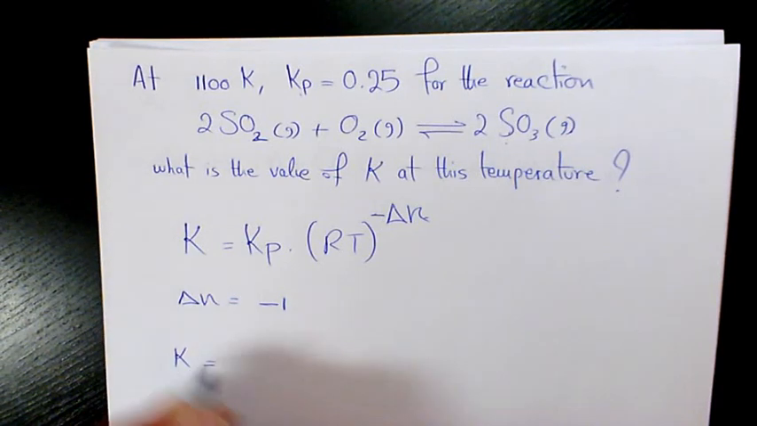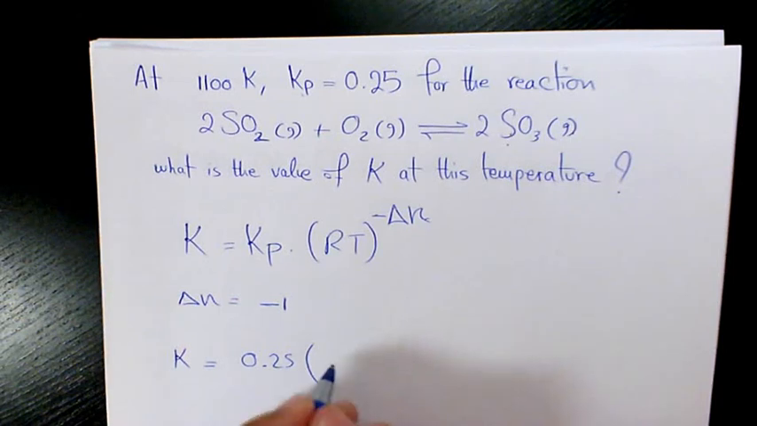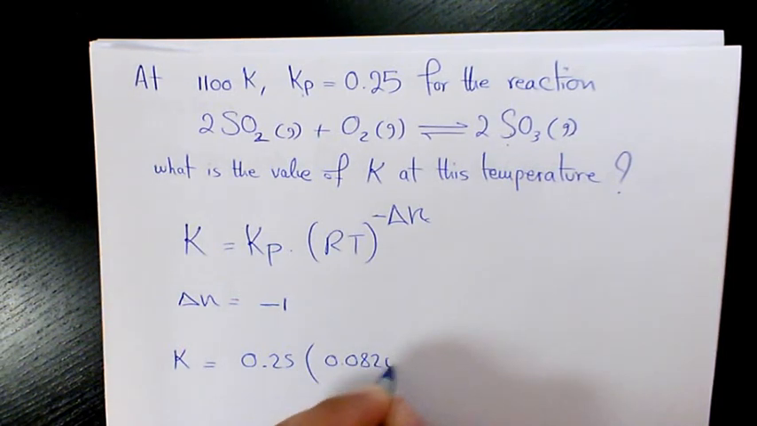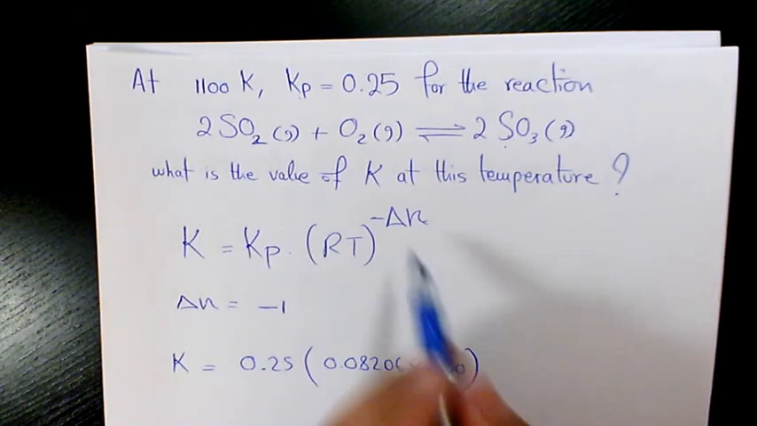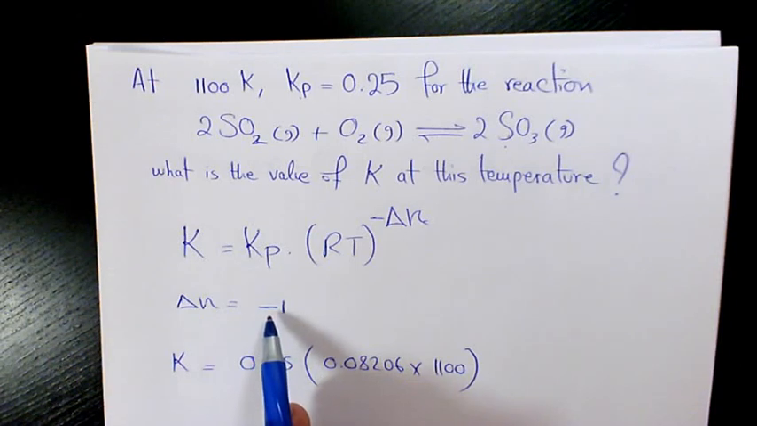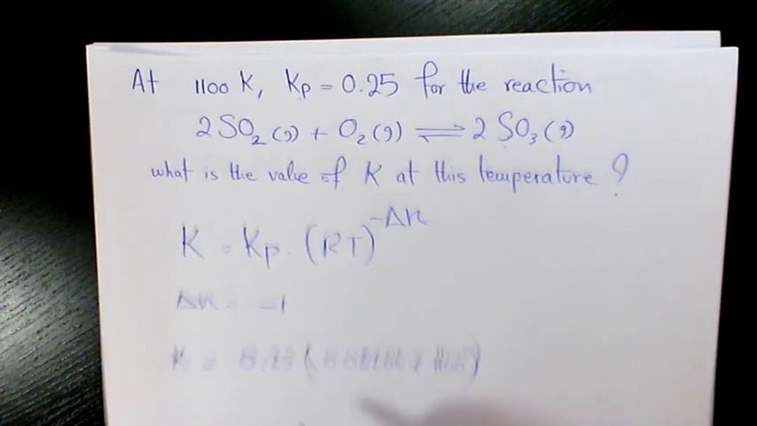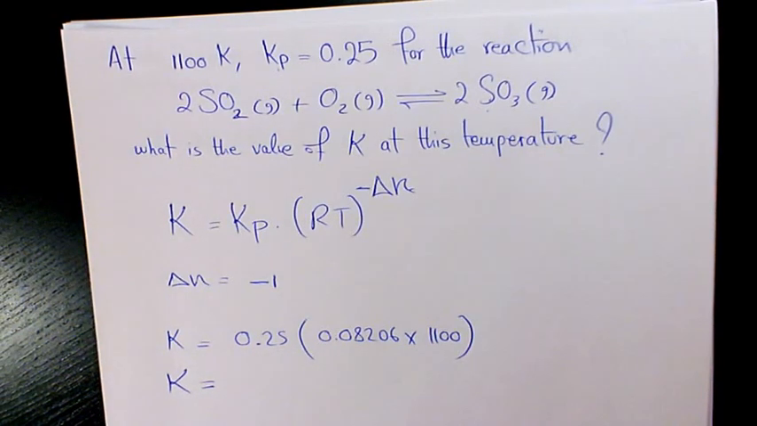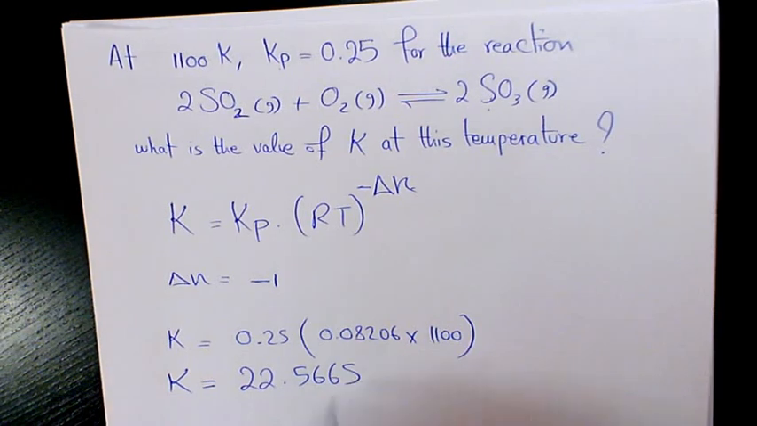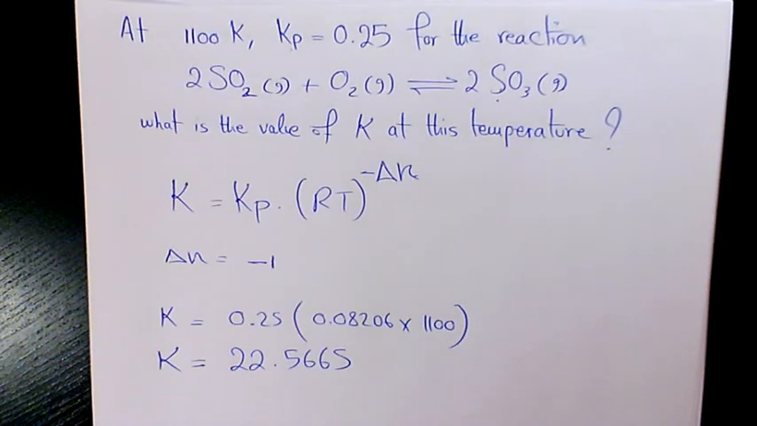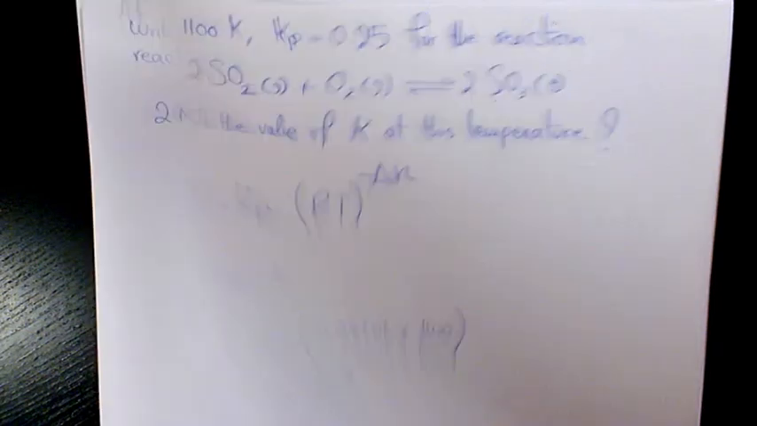So we have K equals 0.25. That's Kp. R is 0.08206 times temperature, which is already in terms of Kelvin, 1100, to the power of negative delta N. Delta N is already negative 1. So negative times negative is going to be positive 1. So I don't need to write the exponent, so it's 0.25 times 0.08206 times 1100. That's going to give me 22.5665. So that's how we find out the relationship between Kp and K.